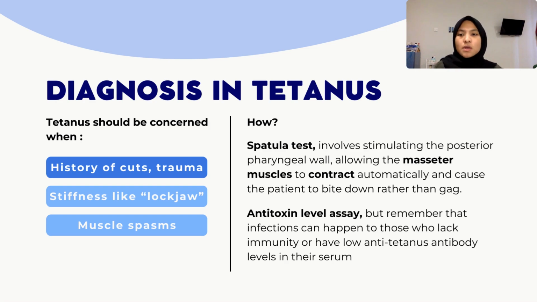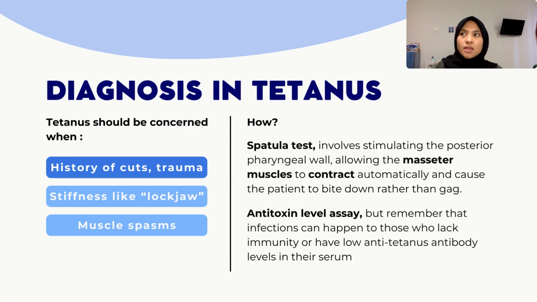I will explain about the diagnosis of tetanus. Tetanus should be suspected when patients show certain signs and symptoms, such as having an exposure to cuts, scrapes, punctures, and trauma, and other signs include stiffness of muscle, especially lockjaw, and involuntary muscle spasms, seizures, headache, fever, and sweating.